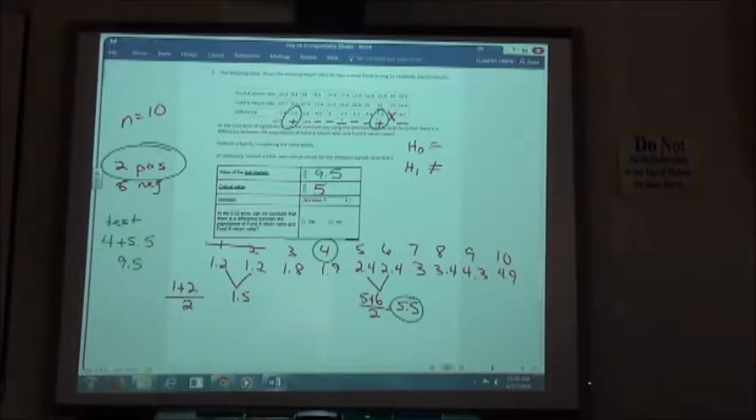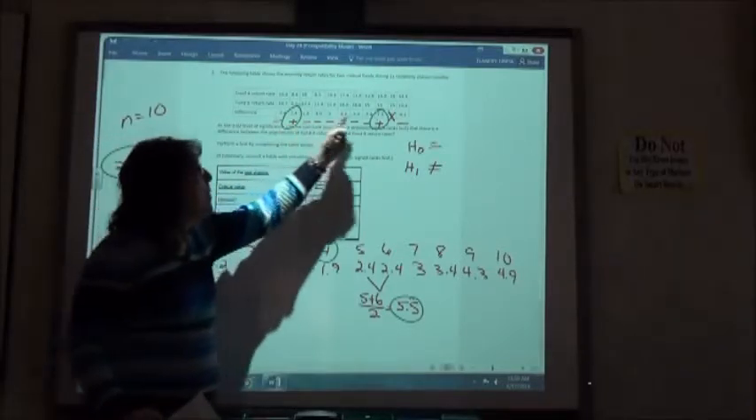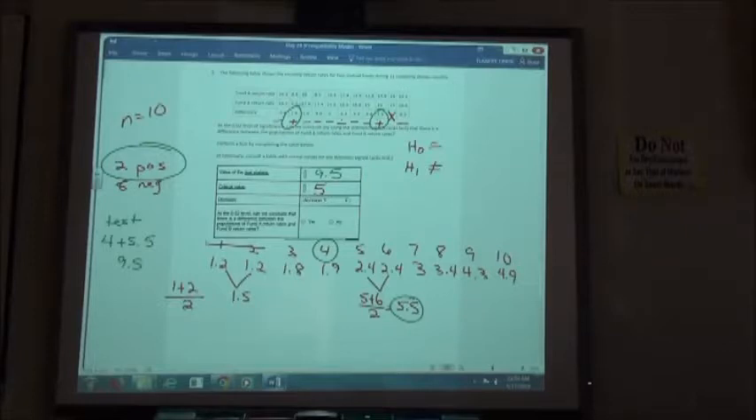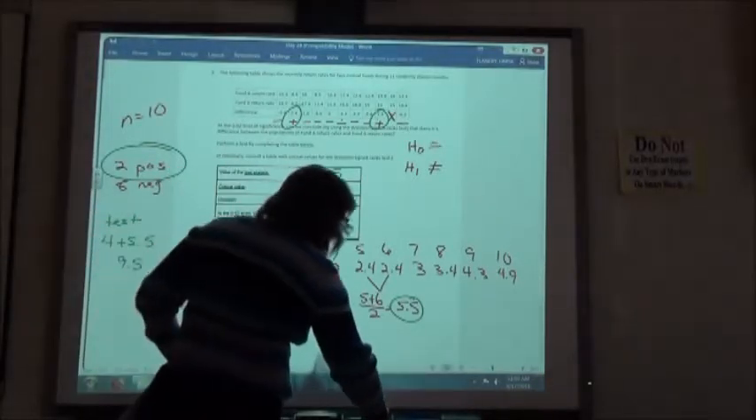So we take the ranking of each of our numbers that were positive, because that was the lower number of positives that we had. We had more negatives than positives. So the 2.4 had a rank of 5.5. The 1.9 has a rank of 4. If I add those together, 9.5 is my value of my test statistic.